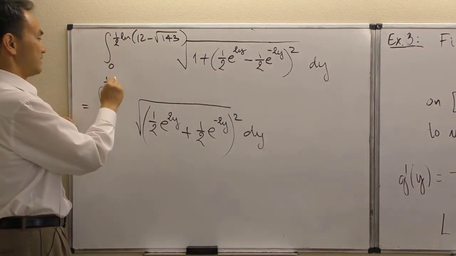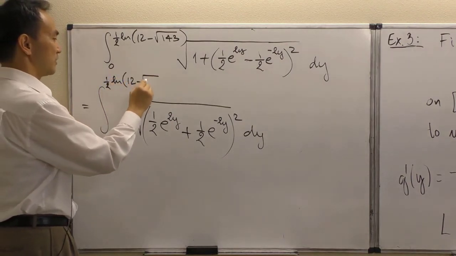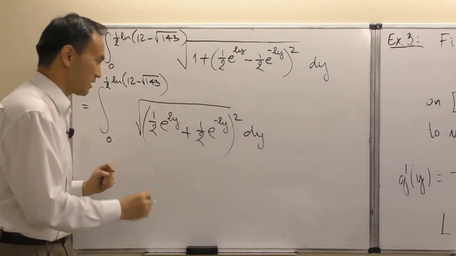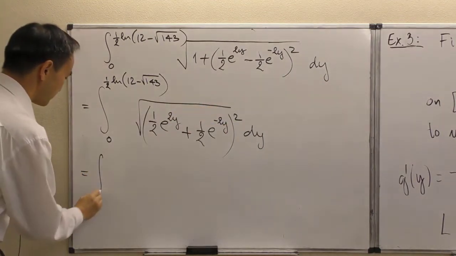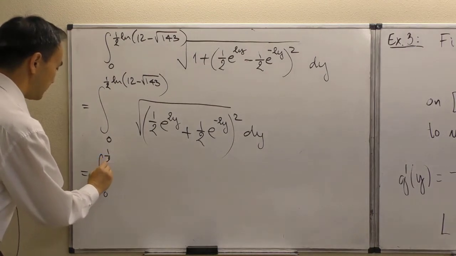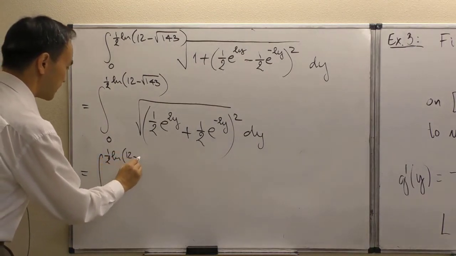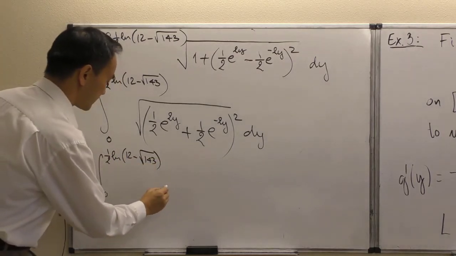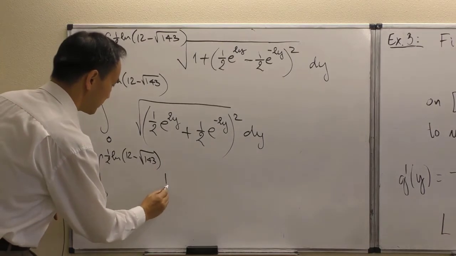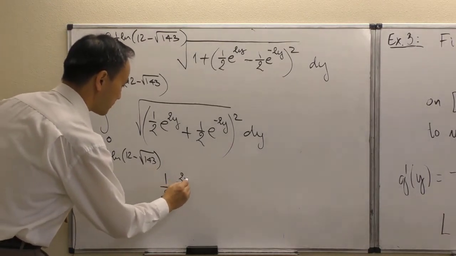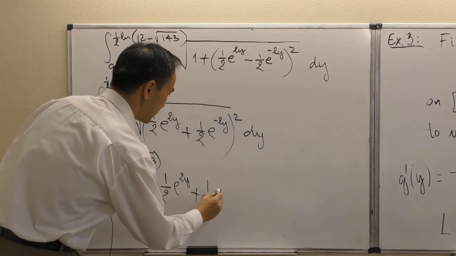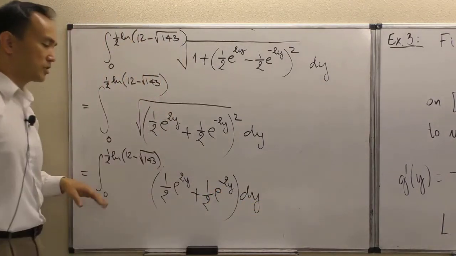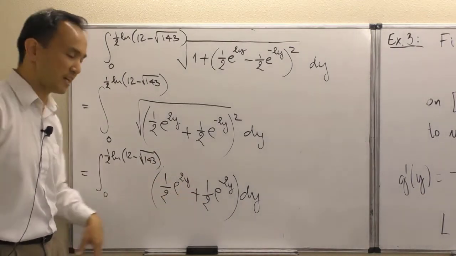And this is 1/2 natural log of 12 minus square root of 143. Okay, so now the square root will cancel with that square, which will give me an integral from 0 to 1/2 natural log of 12 minus square root of 143. And then here we're looking at simply 1/2 e to the 2y plus 1/2 e to the minus 2y with a dy. All right, so the integral here is easy to find the antiderivative.